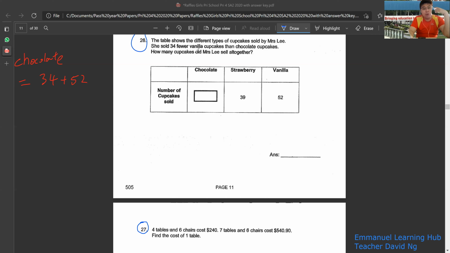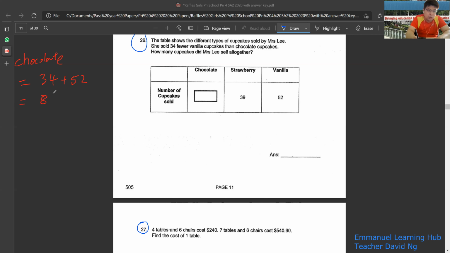Although it says here 34 fewer vanilla cupcakes than chocolate cupcakes, that means chocolate has 34 more. 34 more than vanilla. You understand the concept? Yes. Important concept. Then chocolate equal to 34 plus 52. What's the answer? 86.